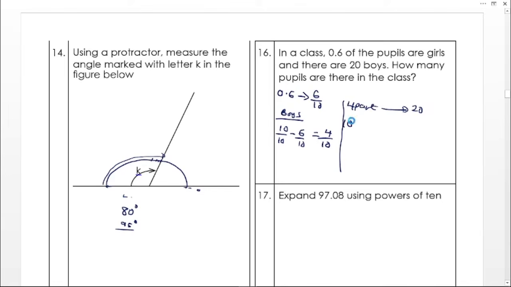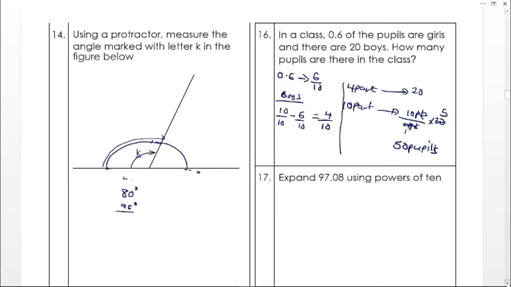Then how about the total parts for the total class? It will now be inverted: 10 parts out of 4 parts times 20. Then 4 goes into 20 five times. Then 5 times 10, that is 50. So the class has 50 pupils.